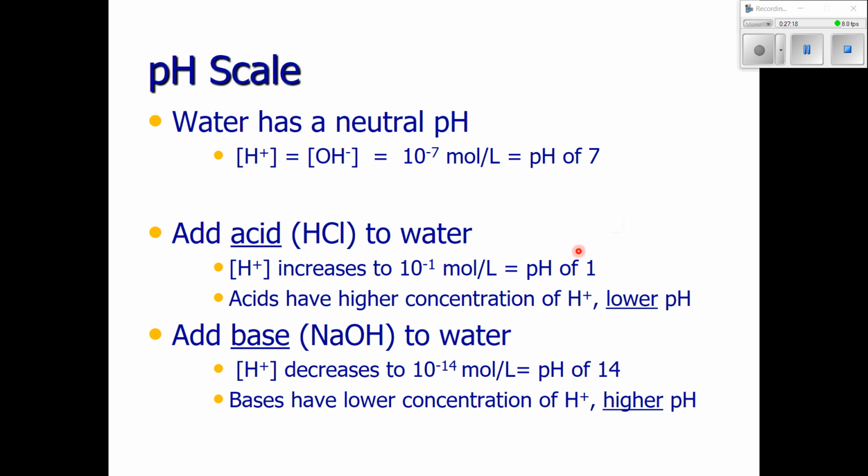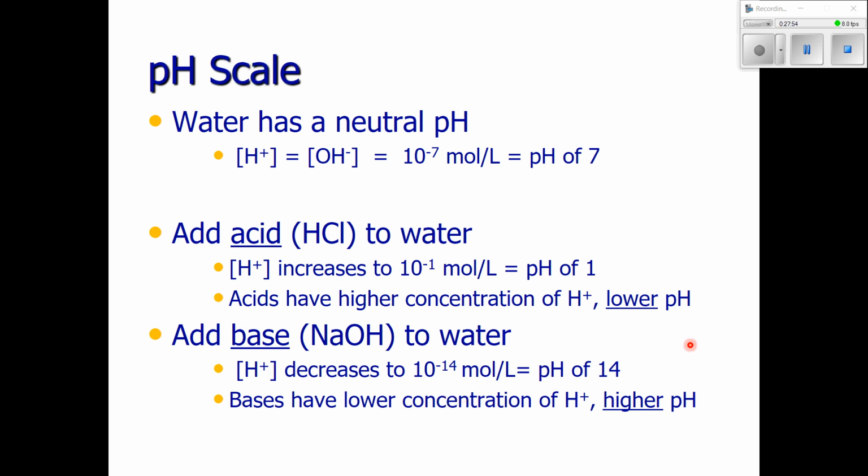Remember, the pH of water was 7. The pH of a really strong acid would be 1. It's a higher concentration of hydrogen ion, but it's a lower pH. On the other hand, if we take plain water and we add a base, like this is called sodium hydroxide, it's a strong base, that will lower the concentration of hydrogen ions, but it makes the pH go up. It's a higher pH, 14 is higher than 7, but it's a lower concentration of hydrogen ion.